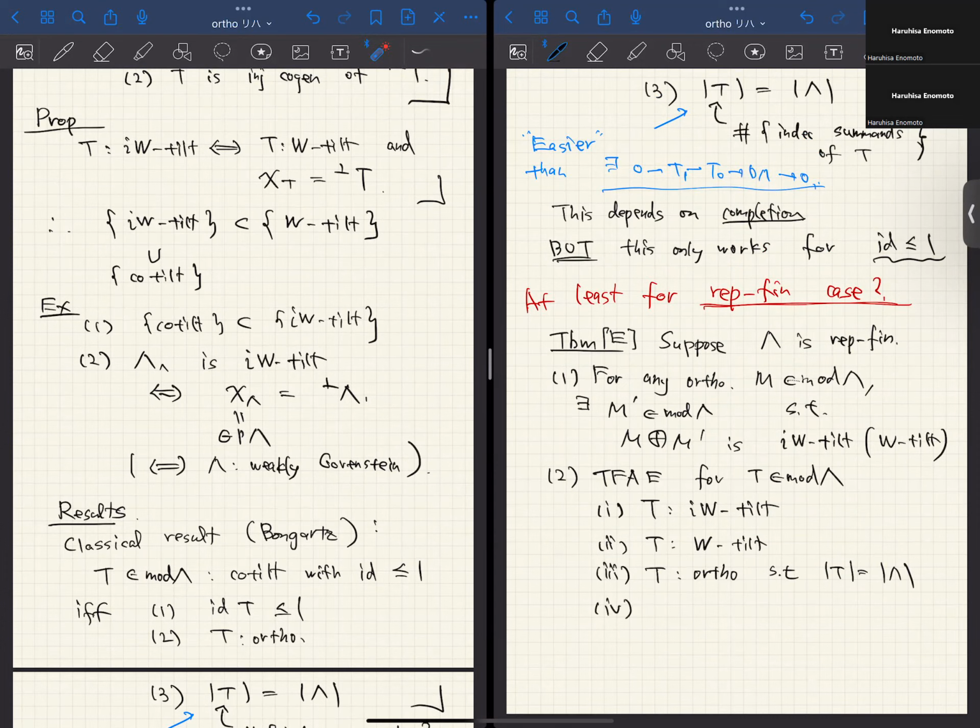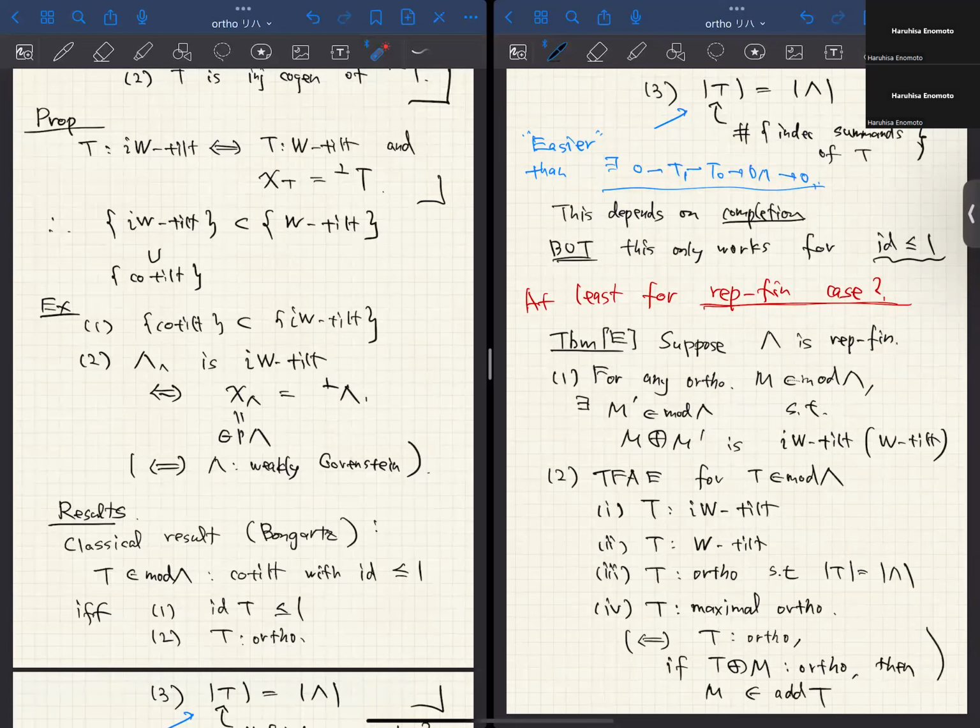The fourth condition is a maximality condition. So T is maximal orthogonal. This means that T is orthogonal, and if the direct sum T plus M is also orthogonal, then M should be already contained in T. So we cannot extend T into a bigger orthogonal module. So it is a maximality condition with respect to orthogonal modules.